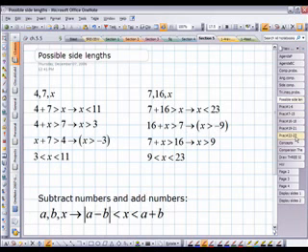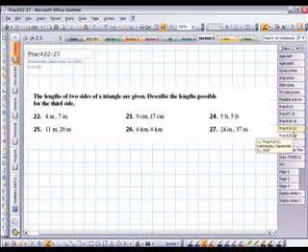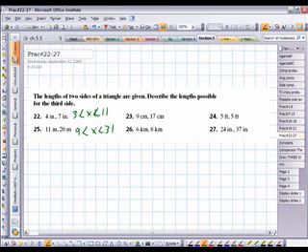So a little bit more practice with that. If you're given 4 and 7, then you know that last side must be between 3 and 11 because you add them and subtract them. If you're given 11 and 20, subtract them and then add them. 5 and 5, subtract them and then add them. 6 and 8, subtract them and then add them. Just like that.